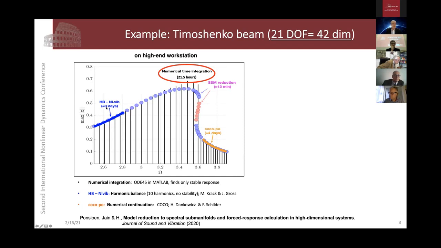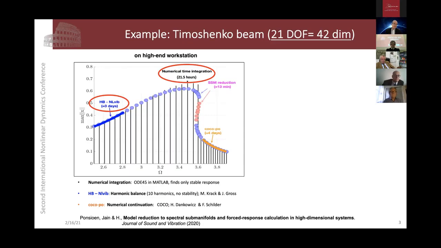So then we used this NLV, and it took us 3 days, I'm not exaggerating here, just to get this part of the curve. And we're only at 21 degrees of freedom. Again, a complicated nonlinear system, we don't know exactly what it is, light damping, and this is just for 10 harmonics, right?